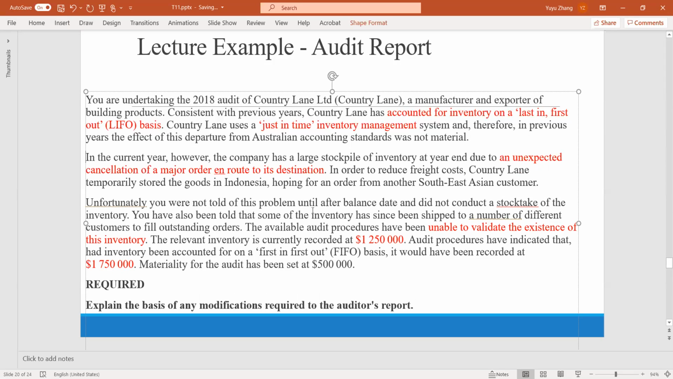Also, you were not aware of this problem until after balance date and didn't conduct a stock take on the inventory. You have also been told some of the inventory has since been shipped to a number of different customers to fill the outstanding orders. Now, the available audit procedures were unable to validate the existence of the inventory. The relevant inventory has been recorded as over $1 million. Audit procedures also stated that if we use the proper first in, first out basis, it should be recorded as $1,750,000. Materiality for the audit has been set at 500,000. Okay.